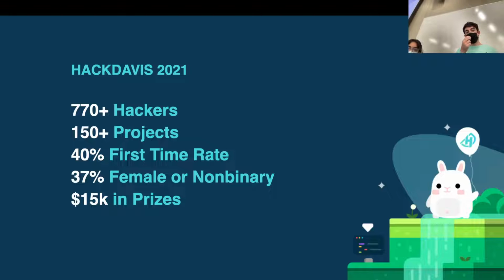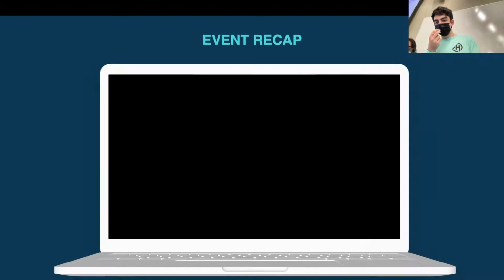And just in case you're curious how big HackDavis is: last year we were fully online, but this year we do plan to be fully in person. We had over 770 hackers and over 150 total projects submitted. 40% of all of our hackers, this was their first ever hackathon, and 37% of our hackers were female or non-binary. We also gave out more than 15K in prizes, so if you're trying to win something, there's some pretty good stuff there to win.